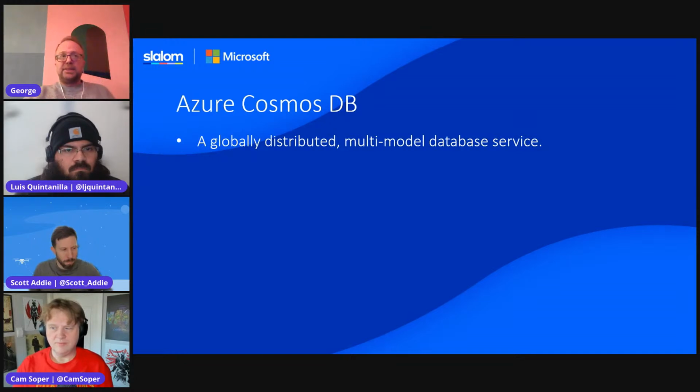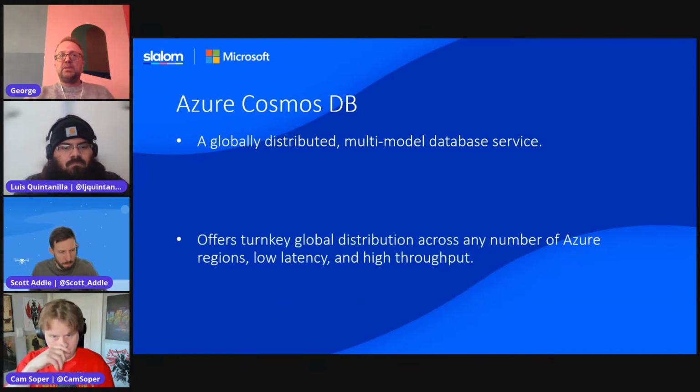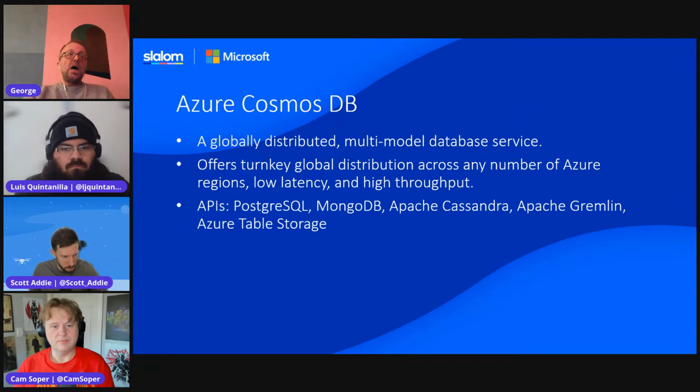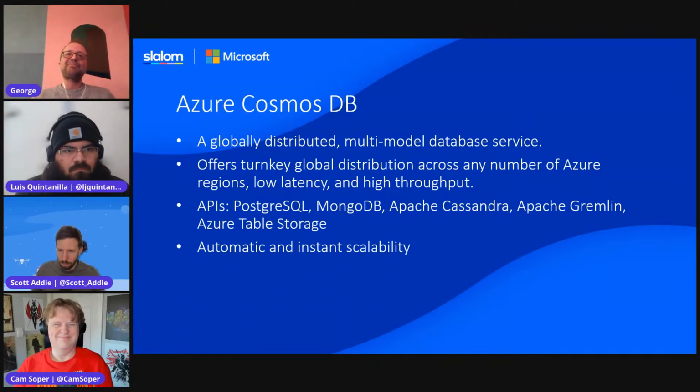It's a globally distributed multimodal database. We'll see the models later. It offers right from the start global distribution across any number of Azure regions, very low latency and very high throughput. Available APIs: PostgreSQL, MongoDB, Apache Cassandra and Gremlin, and Azure Table Storage. Why Azure Table Storage? Since we already have table storage, you can start small. You can start your small business with table storage, and once you are about to conquer the world, you switch to Azure Cosmos DB, right?